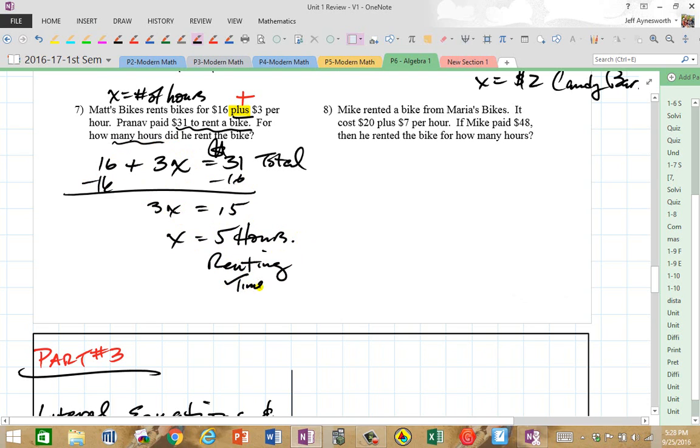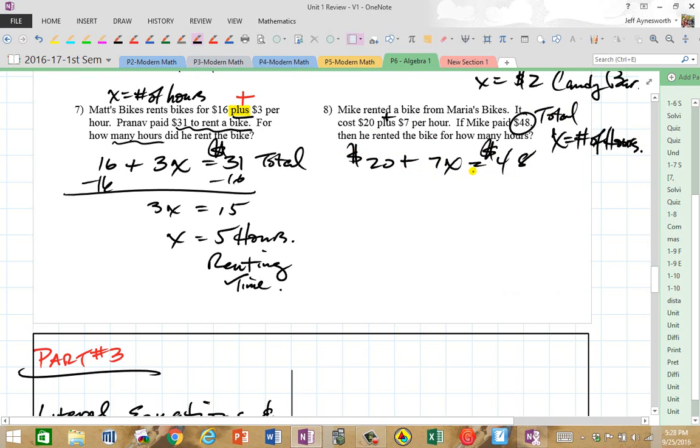Now the next one, we have another renting situation. Rent a bike from Maria's Bikes. It costs $20 plus, here we go again, $7 per hour. So 7 times the number of hours, we'll call it x. x equals the number of hours. And he paid a total amount of $48. So $20 initially plus $7 per hour.